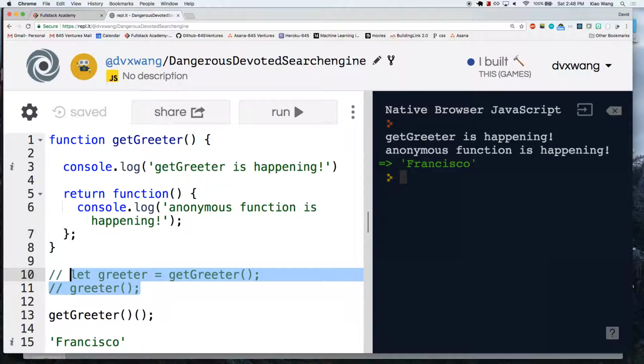Leo? But in that example without the parentheses, when we have getReader without the parentheses, it still logs out that getReader is happening. So getReader happens, but we're not putting the return value from getReader. We're not asking for the getReader return value. Oh gosh. Okay.